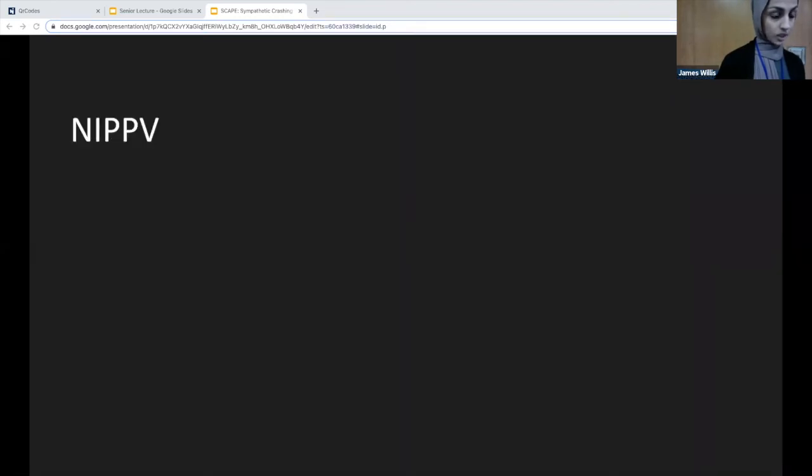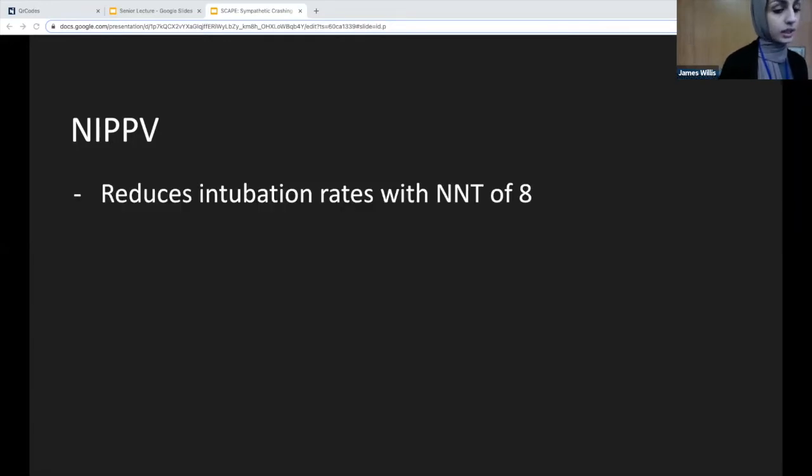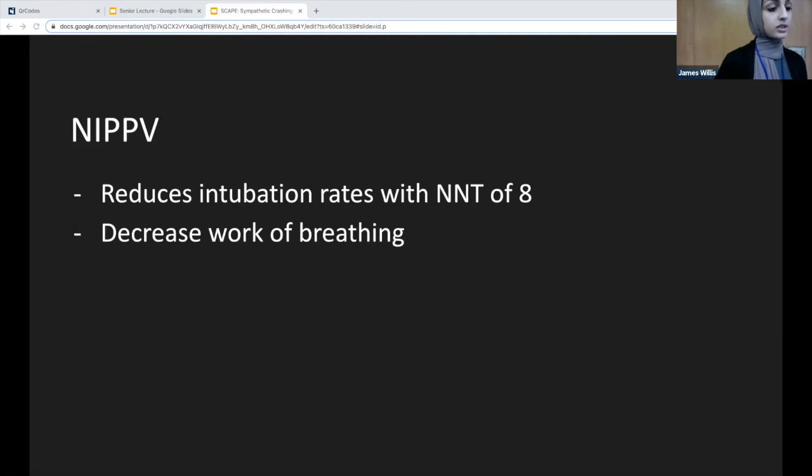So quickly about positive pressure ventilation. There are a lot of studies on positive pressure ventilation in APE, but basically it decreases intubation rates with a number needed to treat of 8. So for every 8 patients that get positive pressure ventilation in APE, 1 patient is saved from being intubated. And that's because it decreases the work of breathing.